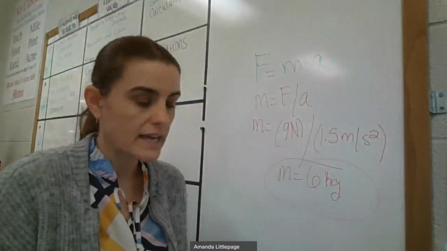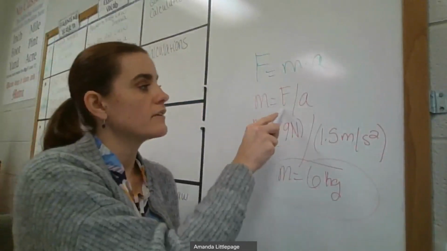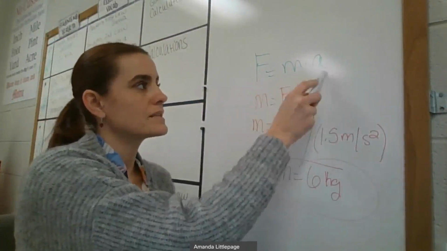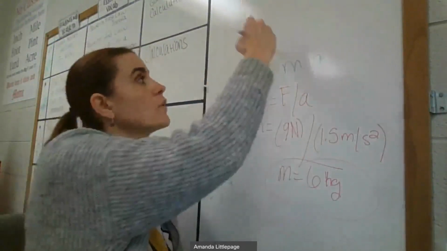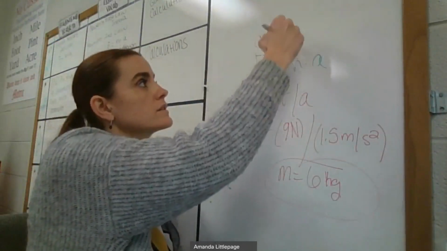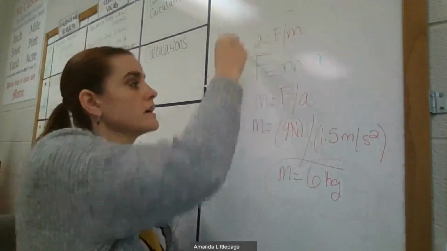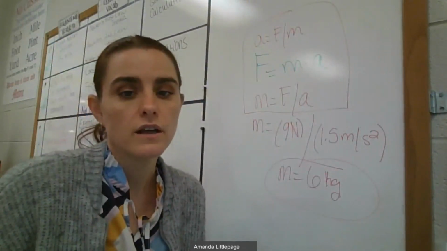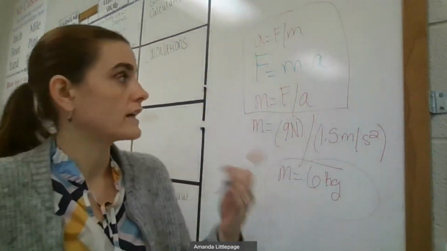So again, if you're solving for mass, F divided by A. If you're solving for force, M times A. And if you're solving for acceleration, it's force divided by mass. But all of these come from that base equation that we've been talking about.